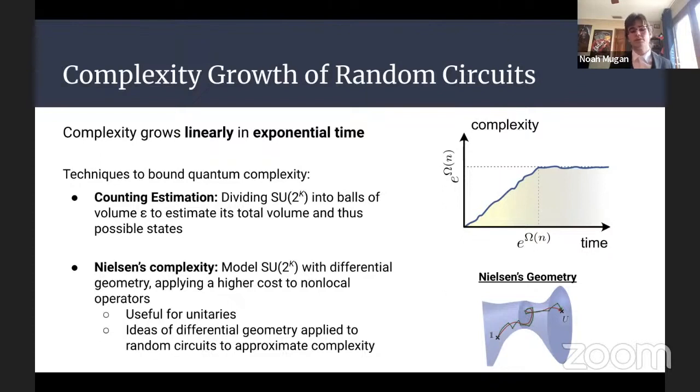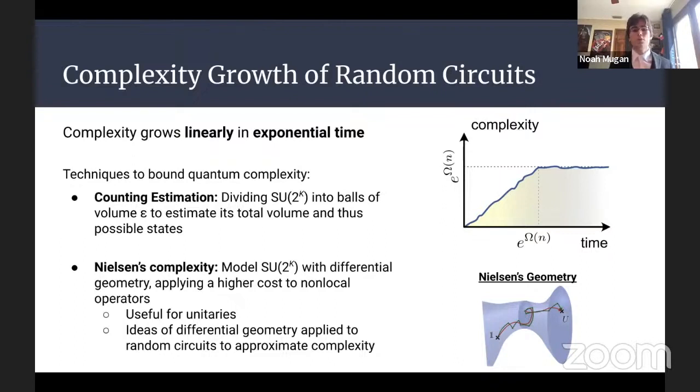By modeling the special unitary group of 2 to the k with differential geometry, we can apply a higher cost to non-local operators and thus find the total complexity of the final unitary. While this doesn't specifically apply to random quantum circuits, we can use similar techniques of differential geometry, which are outside the scope of this presentation, to determine the approximate complexity of a random quantum circuit over time.